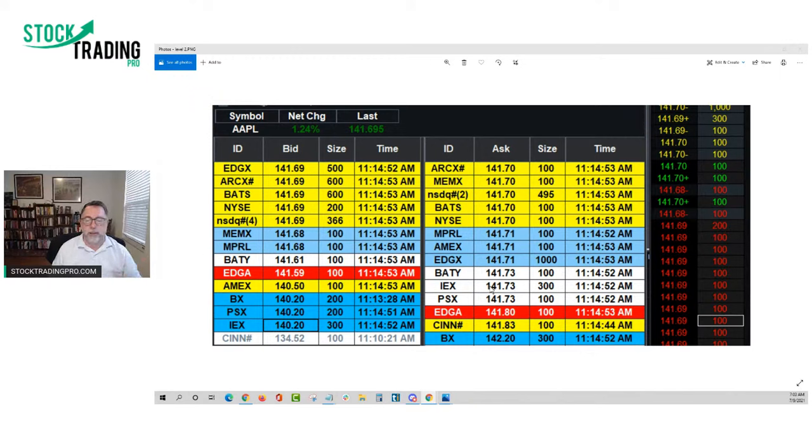That's also known as liquidity. So you can see the best bid here is 141.69. The next best price is 141.68. So that's what you see in level two boxes, outside of the best bid and the best ask. And you can also see that the different levels are color-coded.